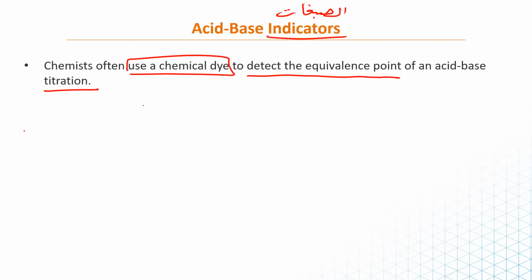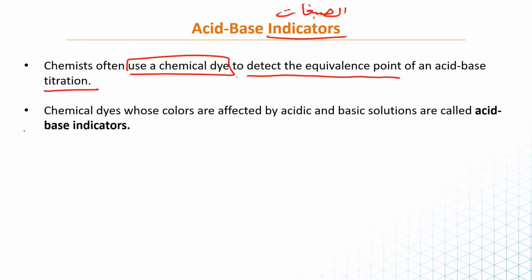So what are these things? These things are called acid base indicators. So chemical dyes whose colors are affected by the acidic and the basic solution, meaning by the pH.